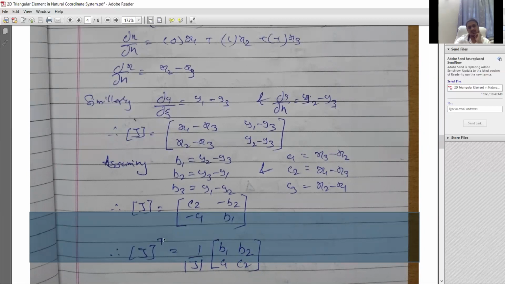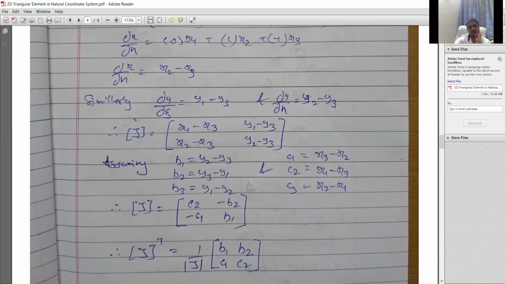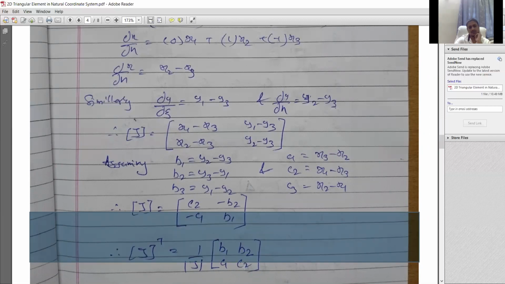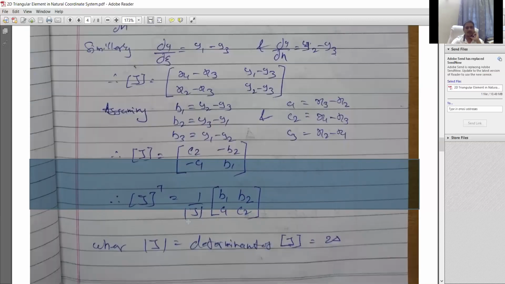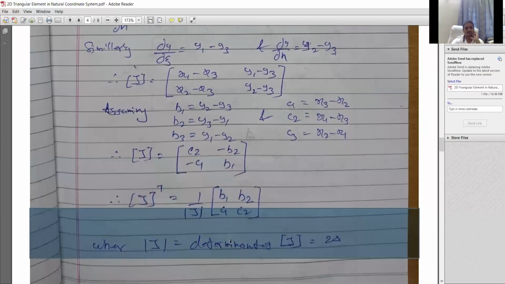So the inverse of the J matrix is nothing but 1 upon determinant of J into the rearrangement of this term. So your B1 term will go over here, and your C2 term will go over here, whereas these two terms will be converted into their negative components. This we have already seen at second year level. So your J inverse is nothing but this, B2, B1, minus B1, minus C1, C2, and it has to be multiplied by 1 upon determinant of J. Now this determinant of J is nothing but twice the area of the triangle. So this also we have seen earlier.